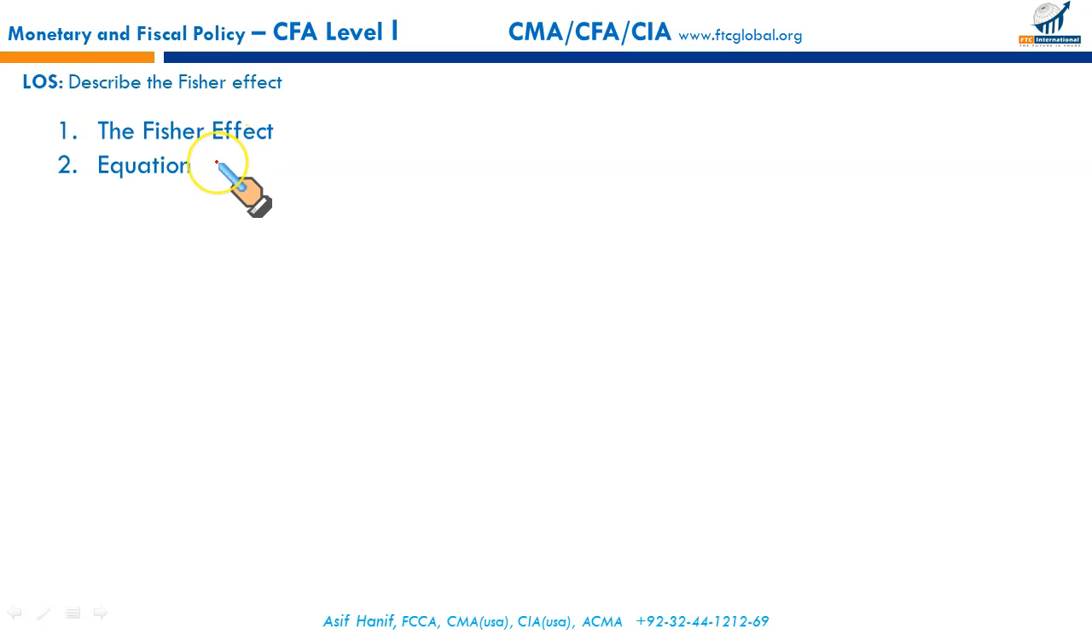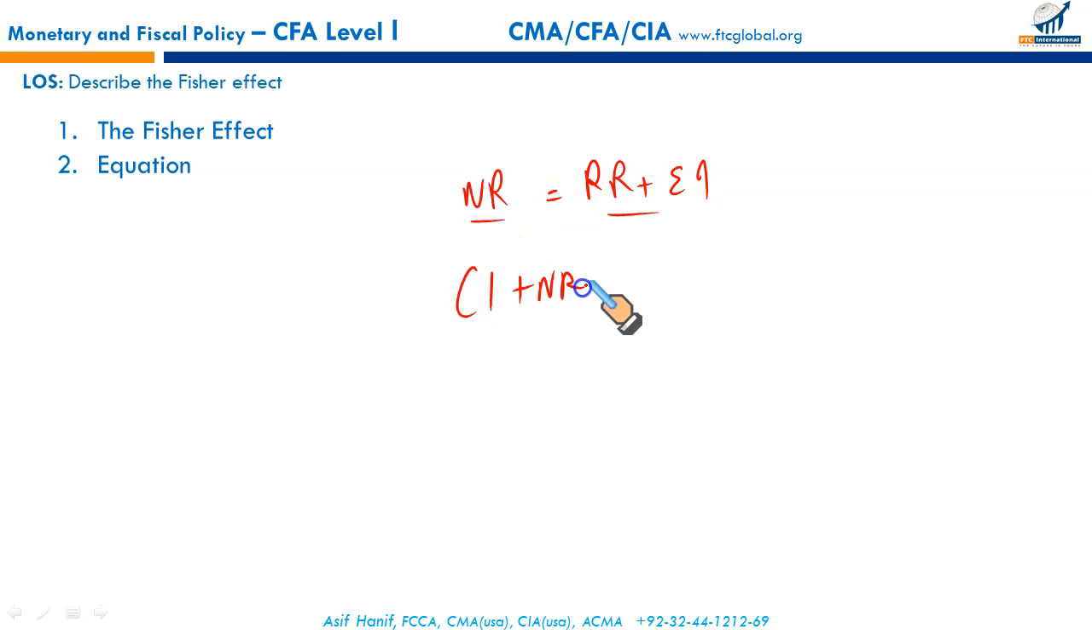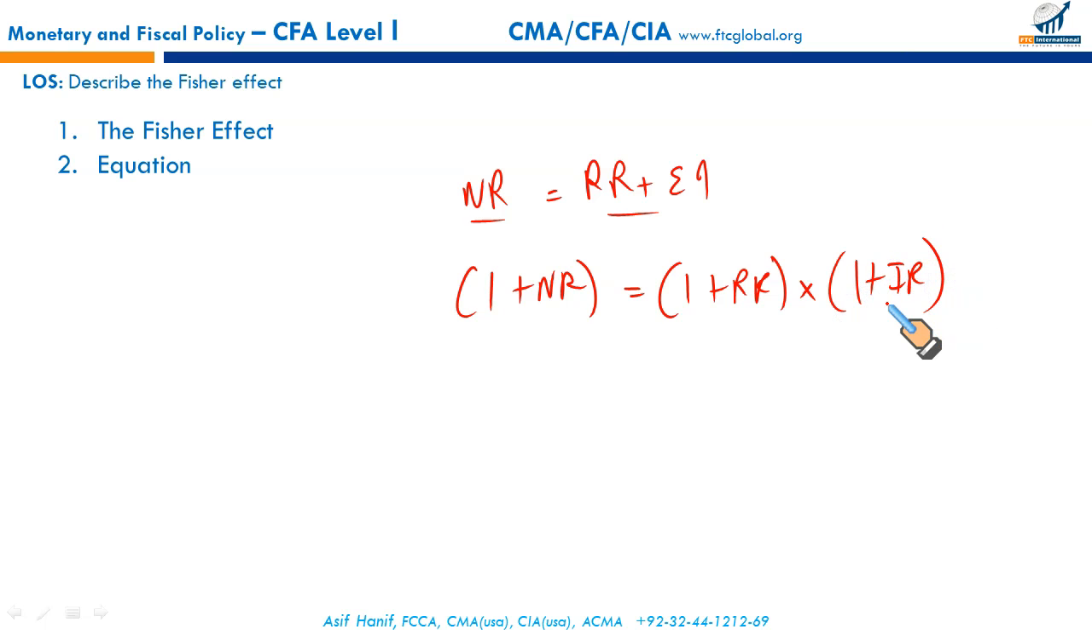So there is an equation that links this. The sum of the required real rate of interest and the anticipated rate of inflation, real rate plus anticipated inflation, should be equal to the nominal rate, apparently. But there is an appropriate equation for this: 1 plus nominal rate is equal to 1 plus real rate times 1 plus inflation rate. This is the equation that links your real rate and the inflation rate.